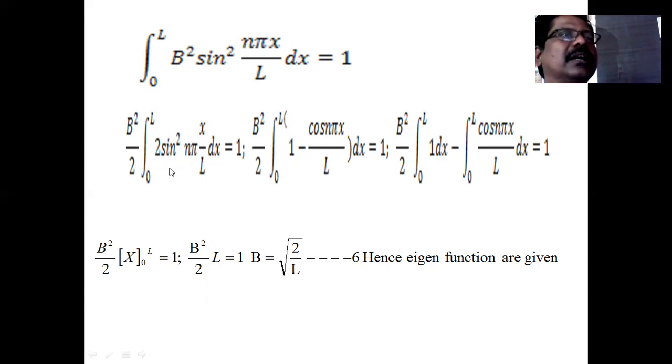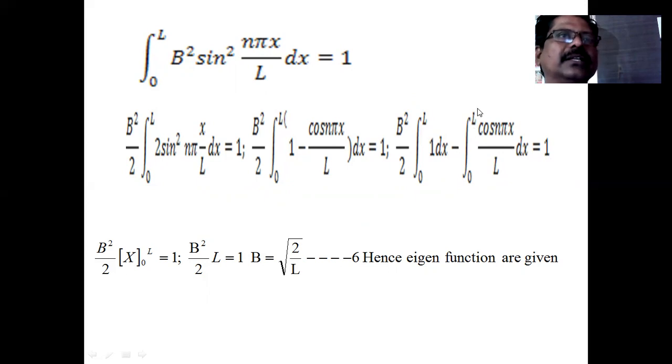This one you can put using mathematics. We have a formula: 2 sine square (n pi x by L) is nothing but 1 minus cos (2 n pi x by L). So we have B square by 2 into the integral from 0 to L of 1 dx, minus the integral from 0 to L of cos (2 n pi x by L) dx, equal to 1.